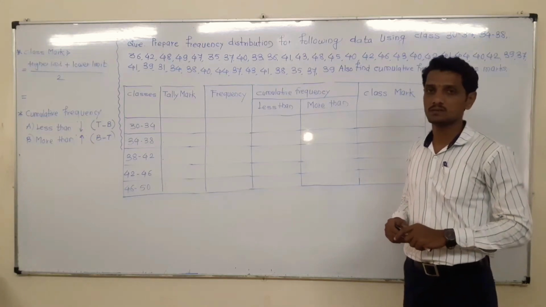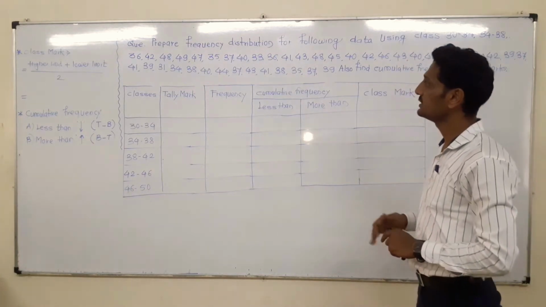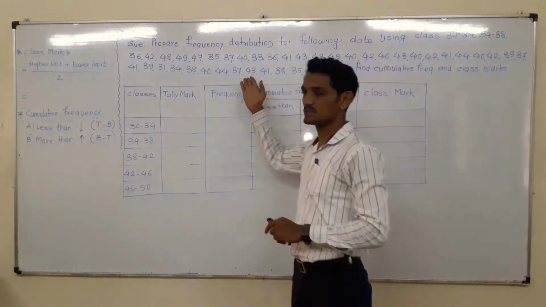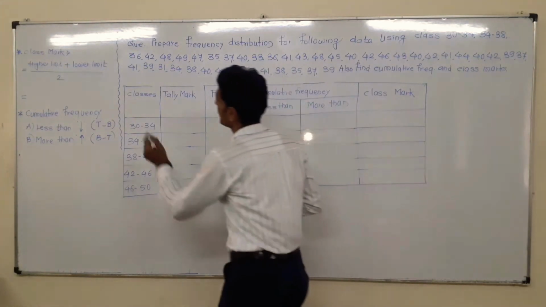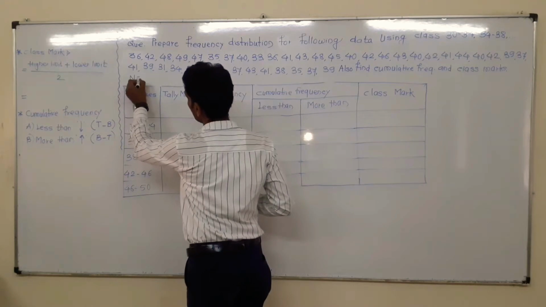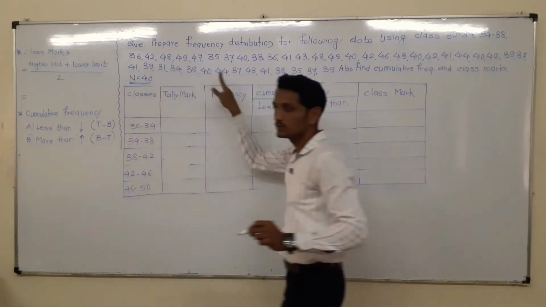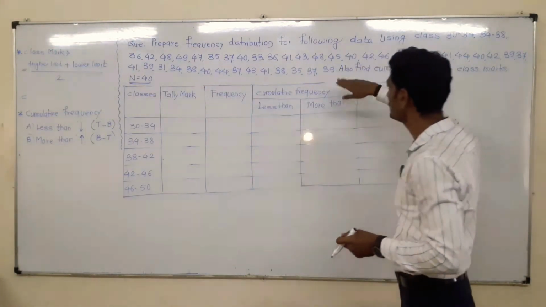Welcome dear friends. Now we are looking to prepare a frequency distribution for the given data, and we have been given this simple data. The total count, that is n, meaning the count of all frequencies, is 40. So we have 40 samples here, starting with 36 and ending with 39.